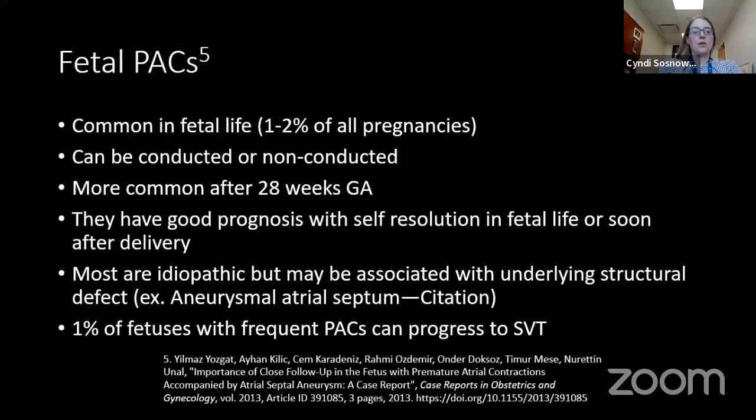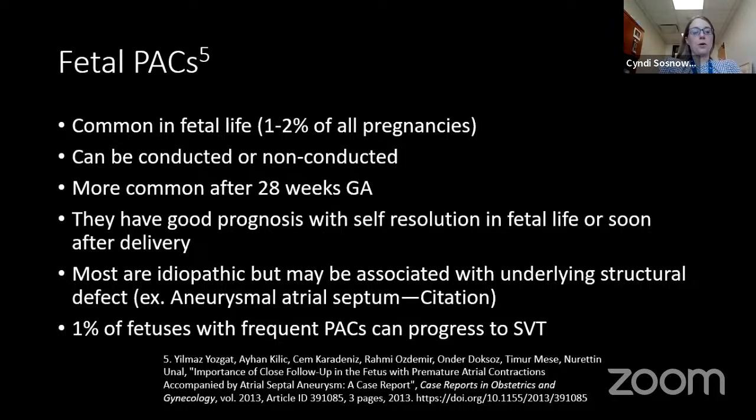And usually these are very benign and self-limiting. And as Bree showed, PACs can be conducted or non-conducted. And as she talked about, the non-conducted ones can mimic a fetal bradycardia, whereas the conducted ones will not. It'll have a more normalish heart rate.